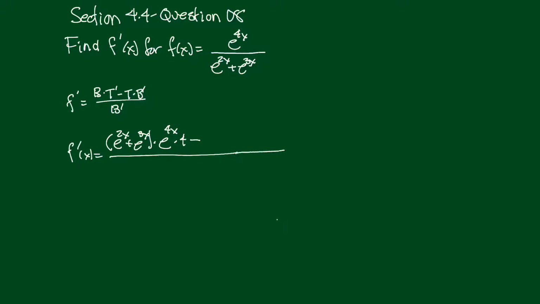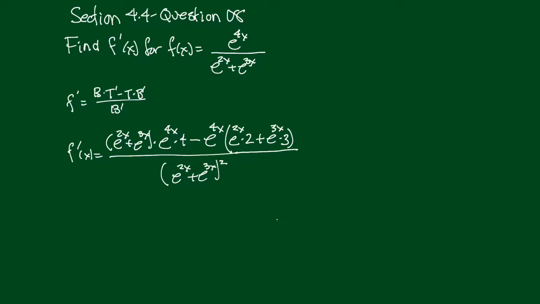Now we're going to need some more room here. This is going to be the top, e to the 4x, times the derivative of the bottom. Now the bottom, these are exponentials, and we're just going to get the function itself, e to the 2x times the derivative of the exponent, 2, plus the function itself, e to the 3x times the derivative of the exponent, 3. There's the top times the derivative of the bottom, all over the bottom squared. So e to the 2x plus e to the 3x, squared.